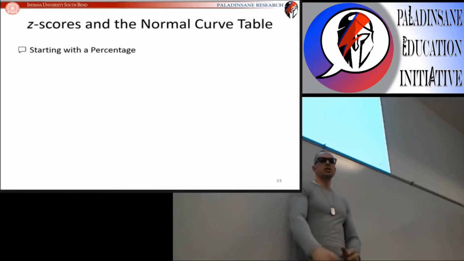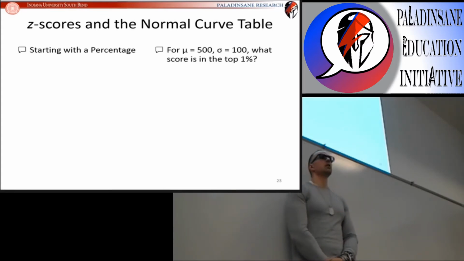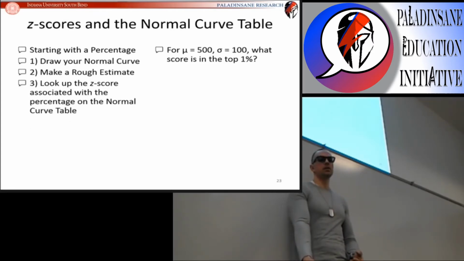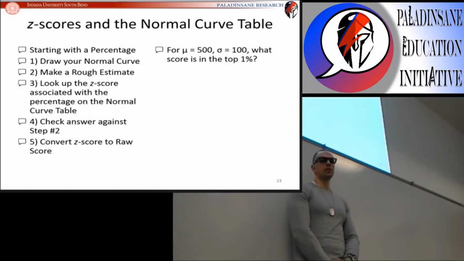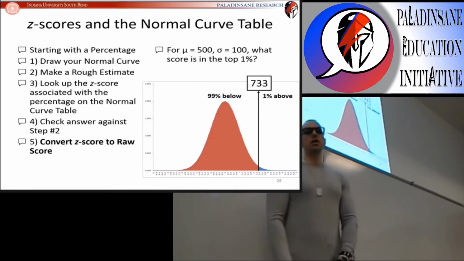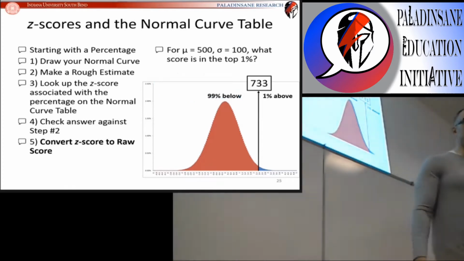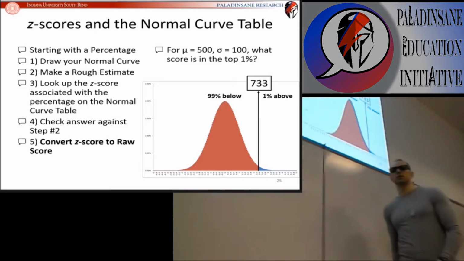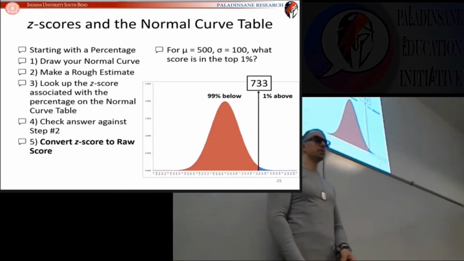If you start with a percentage, on the other hand, that's the other thing you can do. You start with a percentage. You want to be in the top 1%. What score do you need? We're looking for a raw score. In that case, we have these 5 steps here. And we went through that last time and saw that if you want to be in the top 1%, you need a z-score of 2.33. You need to be 2 1/3 standard deviations above the mean in order to get into that top 1%. So that's what we did. And then you convert that into the raw score. So for SAT scores, you need a score of 733 if you want to be in that top percent.